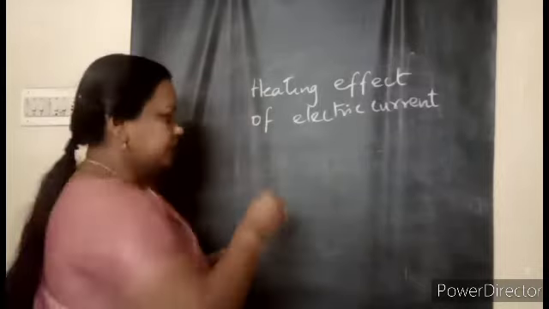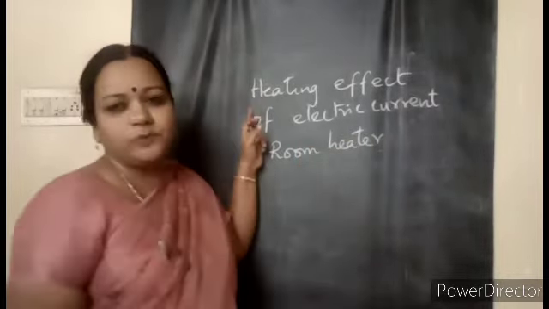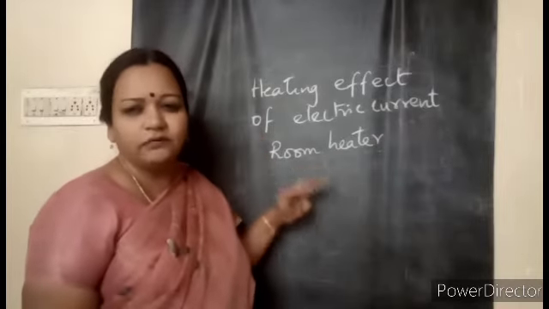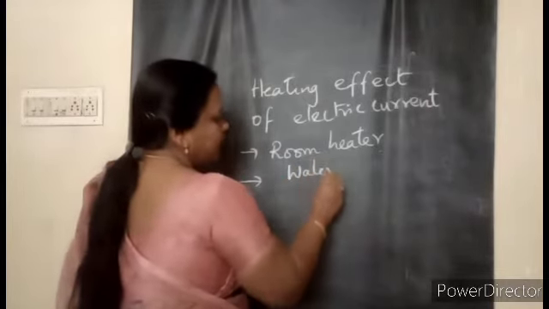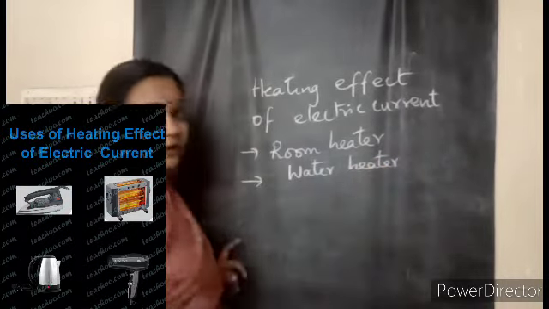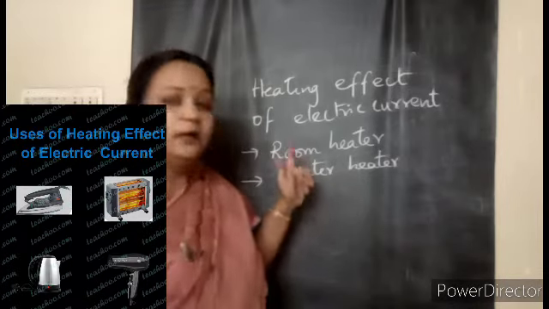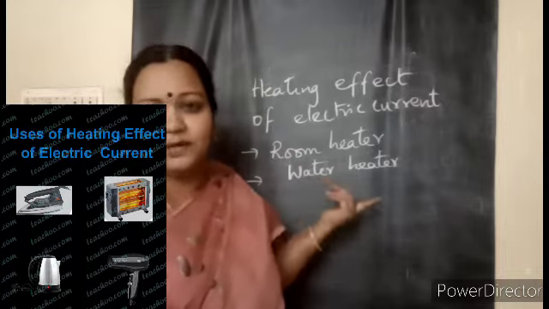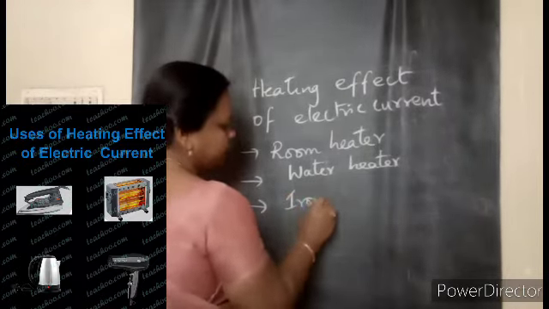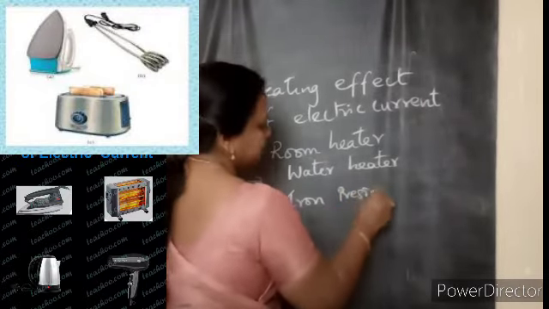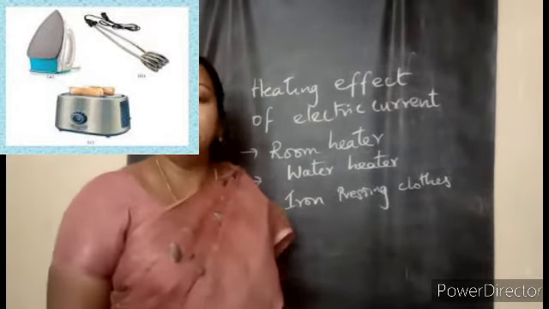For example, the room heater. Some of us are not using it here, but in cold places room heaters work on this principle only. Electricity is given and the electrical energy is converted into heat energy. And also your water heater, children. At home you will be having a water heater, either a coil heater or a geyser. Whenever electricity is given to the appliance, the heating effect happens and we get hot water. And also in the iron which we use for pressing clothes, in this also we are making use of the heating effect of the electric current.